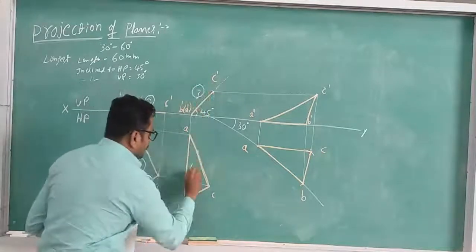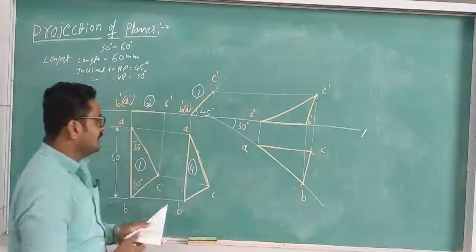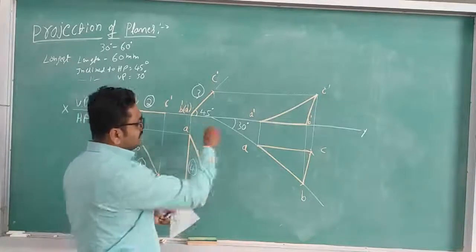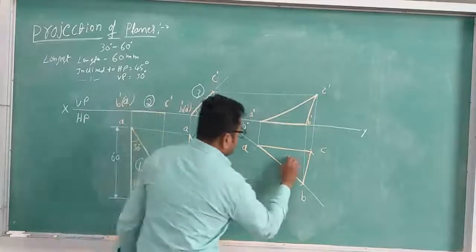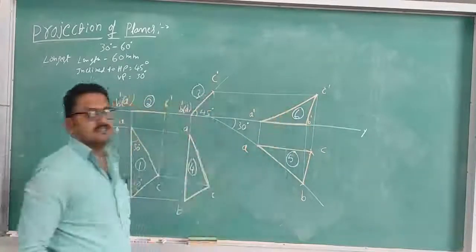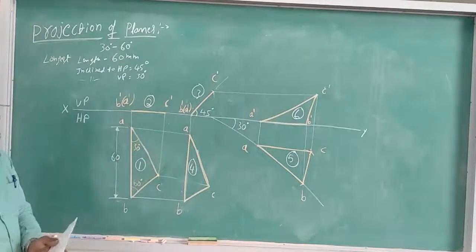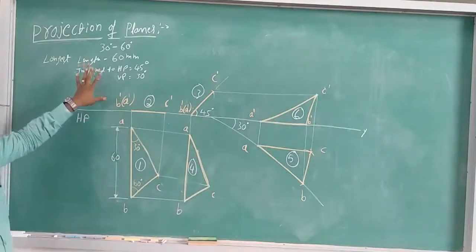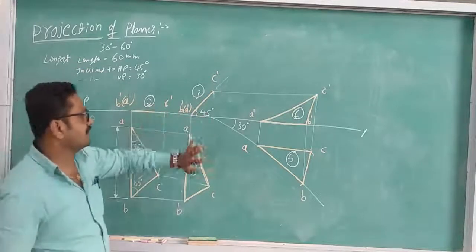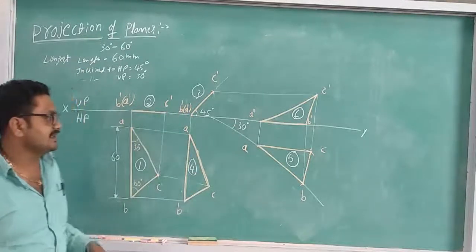And then we got the top view, and the longest side is inclined to VP at 30 degree. That's why we took 30 degree, and this longest side is kept over here. And finally, we got the last front view. Like this, the 30 degree, 60 degree set square is inclined to HP at 45 degree and VP at 30 degree.